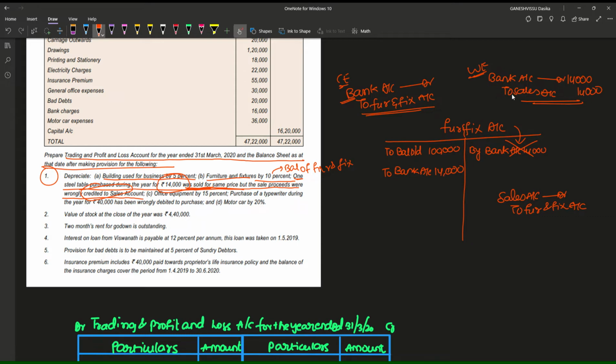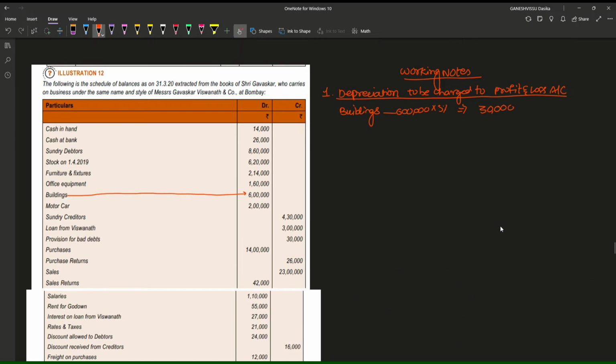Right, for the sales account we need to reverse the wrong entry, and we shall merge the correct entry and the wrong entry, right? Reversal of wrong entry. So sales account debit to furniture and fixtures account, so sales is to be deducted by 14,000 rupees and also the furniture is to be deducted by 14,000 rupees. This is what we need to adjust here. So let us have here furniture and fixtures.